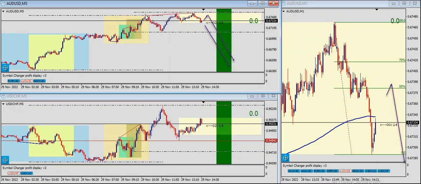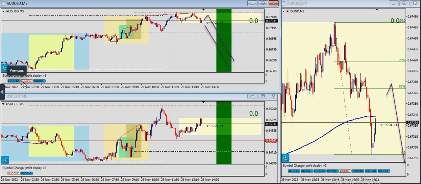So if these pairs are creating higher highs and higher lows, USD CHF will be creating lower highs and lower lows. So once I spot a divergence on any of them and there is no divergence on the other, then I look forward to taking my entries, and I'll only trade this strategy during the open of the New York session or during the New York session. Right, so let's go over the strategy.